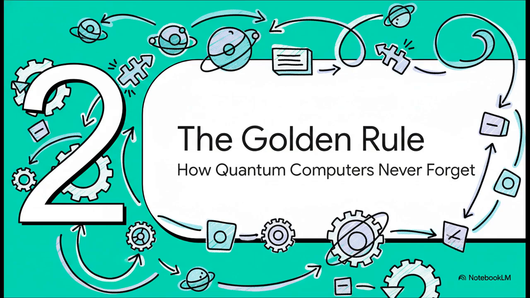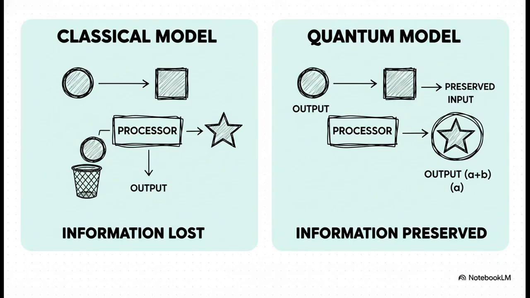Okay, so if erasing information is such a problem, how do quantum computers get around it? Well, they follow one simple, beautiful, and absolutely non-negotiable rule. You are never, ever allowed to throw away information. Period. So how on earth do they manage to follow that rule? They do something really clever. Instead of taking two numbers, let's call them A and B, and just spitting out their sum, a quantum computer outputs the sum, A plus B, but it also carries along one of the original inputs, A. That way, the entire history is perfectly preserved.